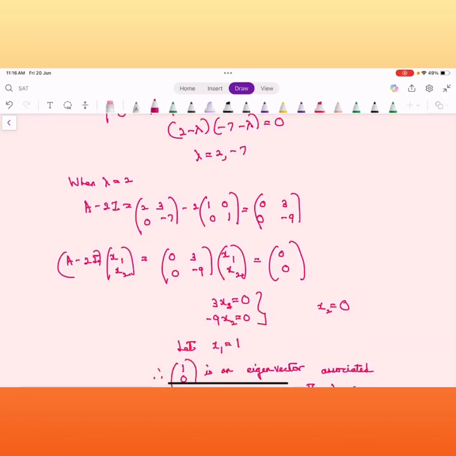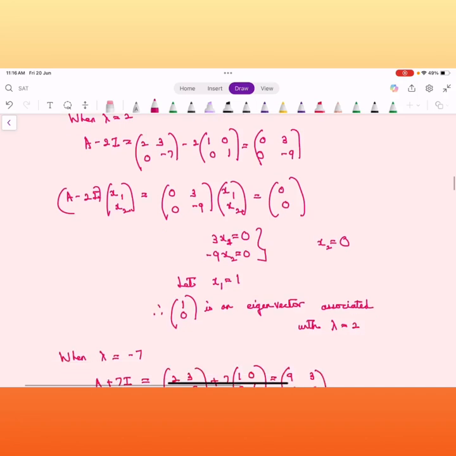So multiplying, you get 3x2 is 0 or minus 9x2 is 0, which means that x2 is 0. So x1 can be any value, so let x1 be 1. So you can say that [1, 0] is an eigenvector associated with lambda equal to 2.